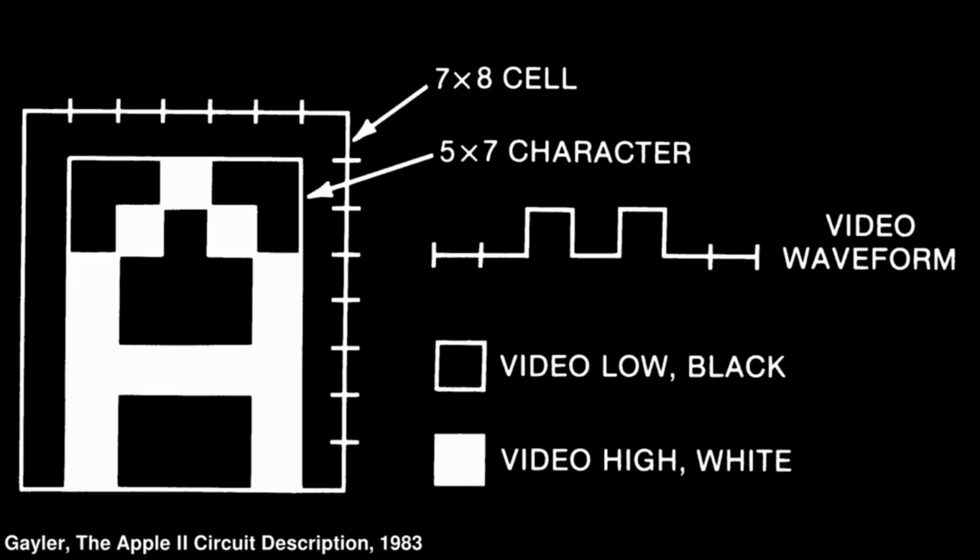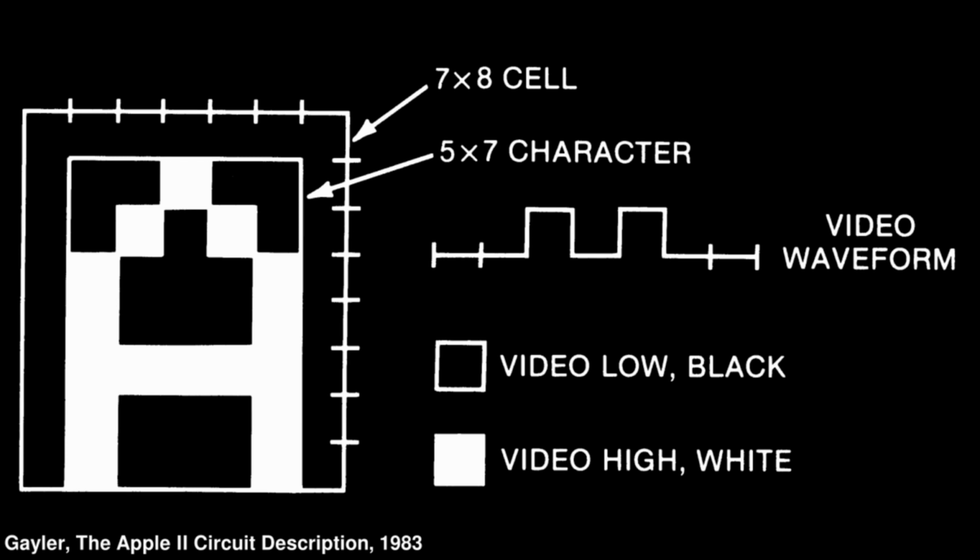Remember that televisions scan in raster order so that to display a character, the Apple II has to provide a waveform for each row of the character. Here's how Gaylor illustrates it. For the second row of an A, the first 2 pixels are black, then white, black, white, and finally 2 more black pixels to complete a 7 pixel wide row for the character.